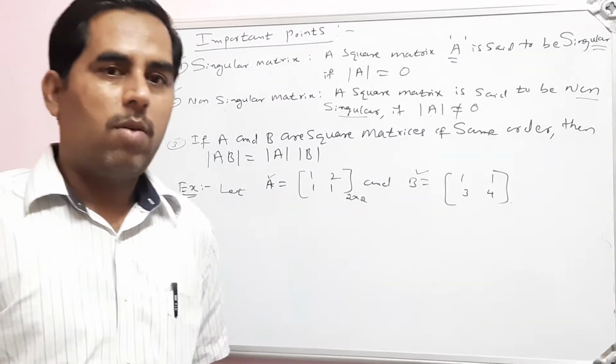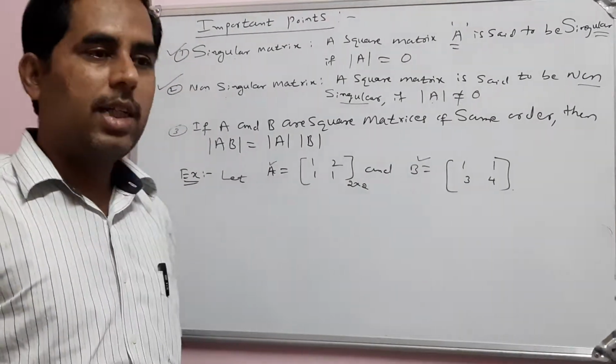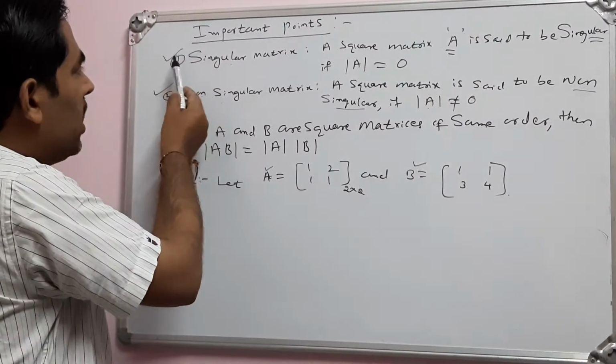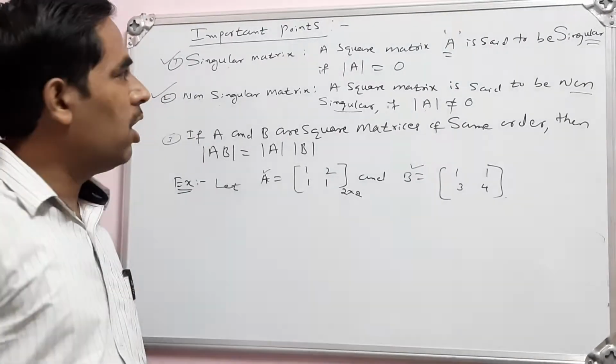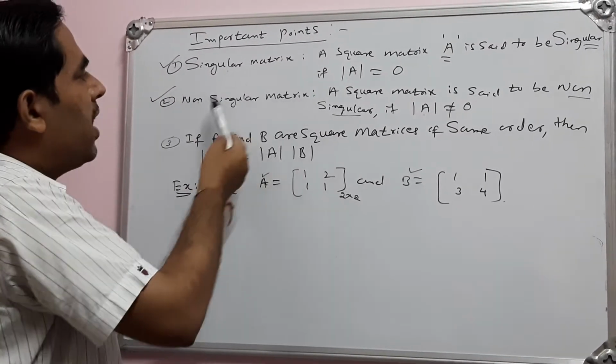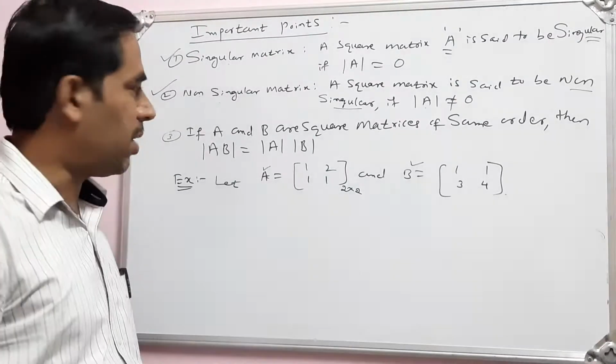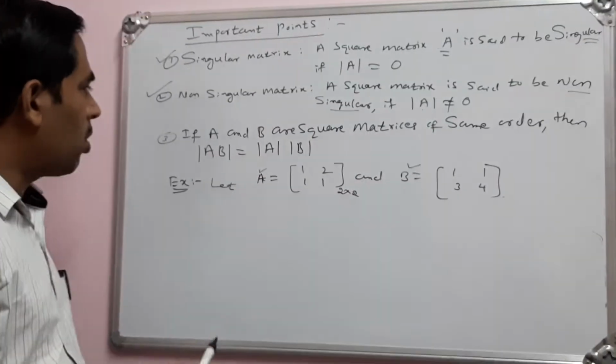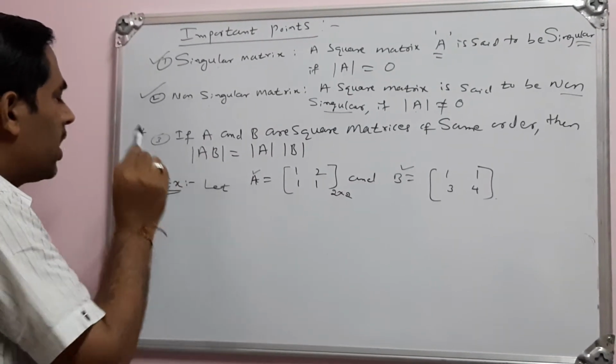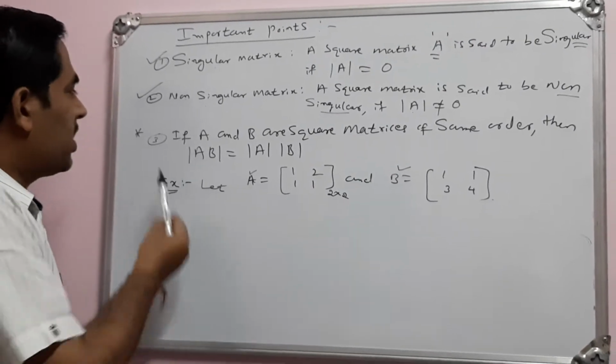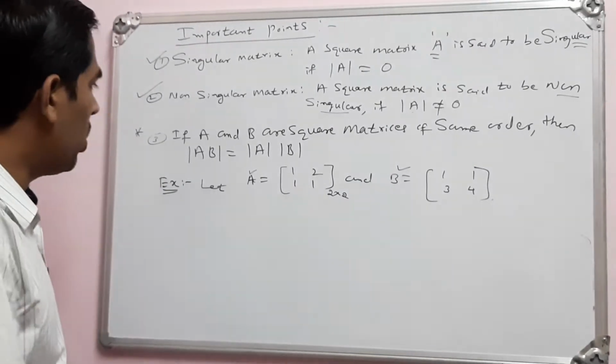Let us continue our class on determinants. In the previous class, we explained these 2 points. Now we know the terms singular matrix and non-singular matrix with examples. So now let us continue to consider some more points here. In this class, let us understand this third one. So third point, I am going to explain this point.